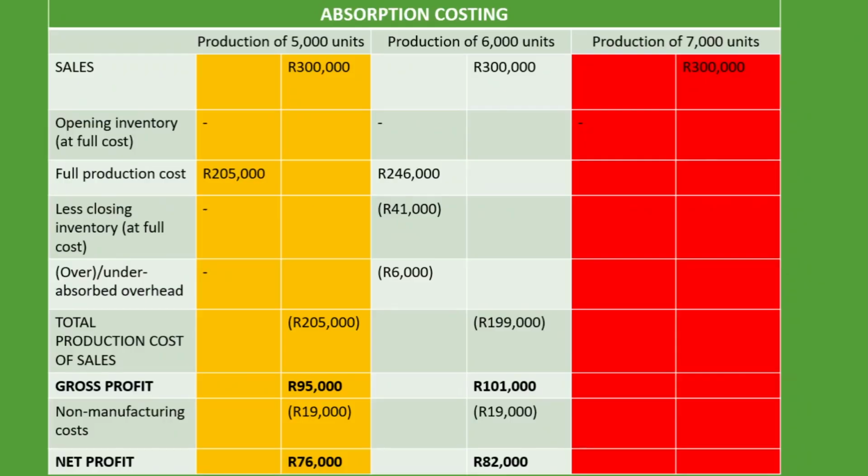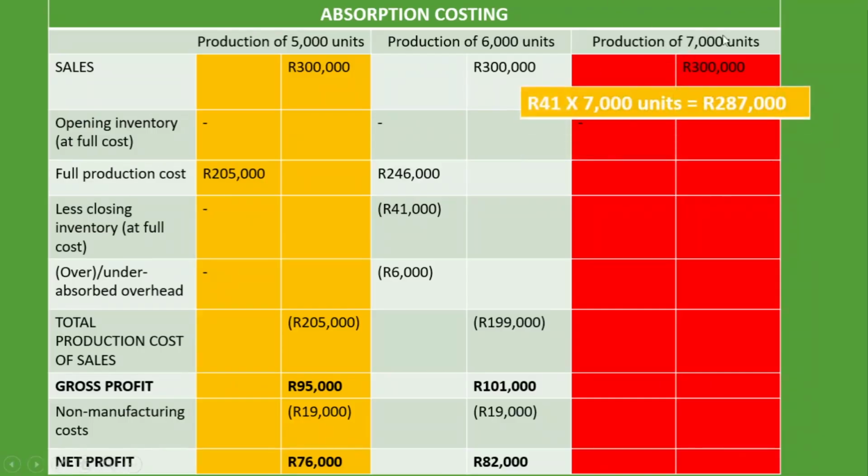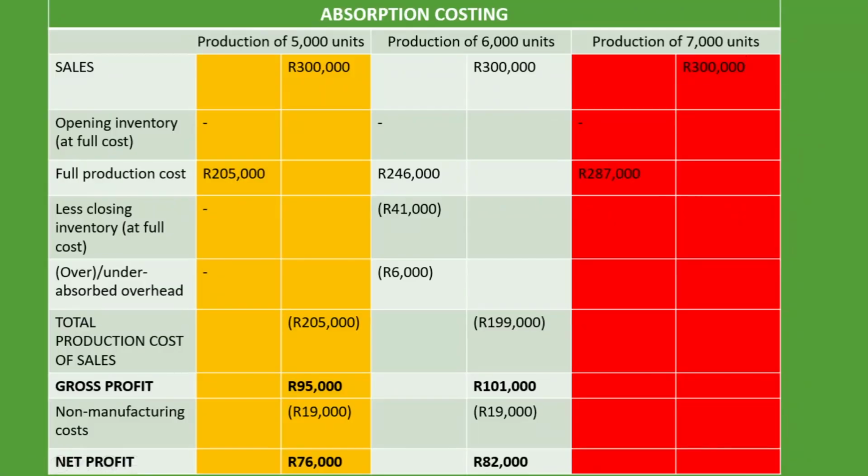So now let's look at the production of 7,000 units. Since we've been going through this, we'll just run through it quickly. The sales are 300,000 rand. We have no opening inventory. And then what are the full production cost? Remember, it's 41 rand per unit, the full production cost, multiplied by the production of 7,000 units. Because we produced 7,000 units, we have 287,000 rand. So we put 287,000 rand as the full production cost.